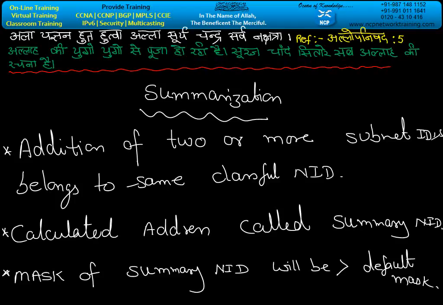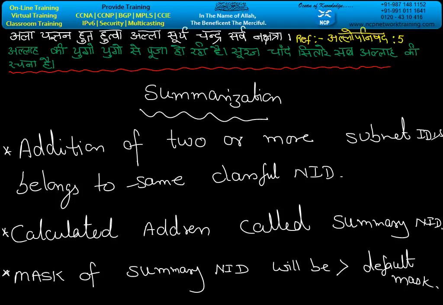Basically, summarization is a reverse traffic engineering of the subnetting. In case of the subnetting, we are dividing the bigger space into the smaller space of the same size. Let's say we have one big hall, and we want to divide that one big hall into the smaller shops of same size. That is the subnetting. And the summarization is totally a reverse process.